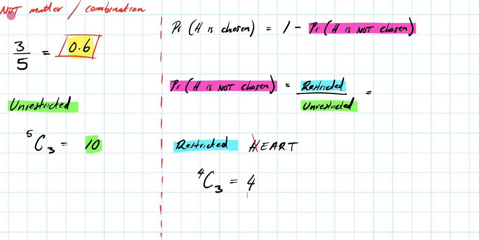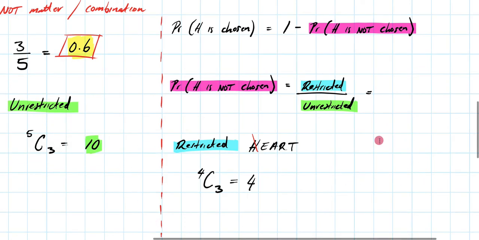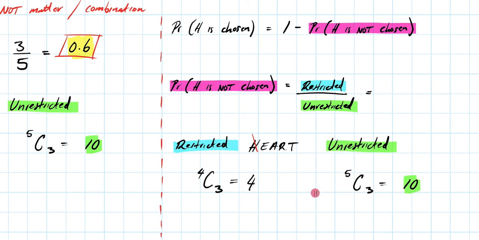Now I know what my unrestricted is. I don't need to do that again. Let me just steal that and put it there. That's going to be my unrestricted. I highlight this in blue. So it's going to be 4 over 10. And actually, let me not simplify it. Let me leave it like that.